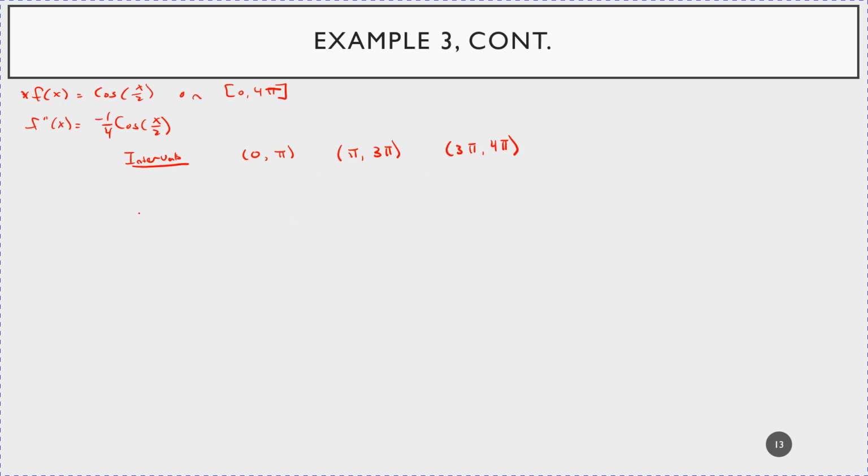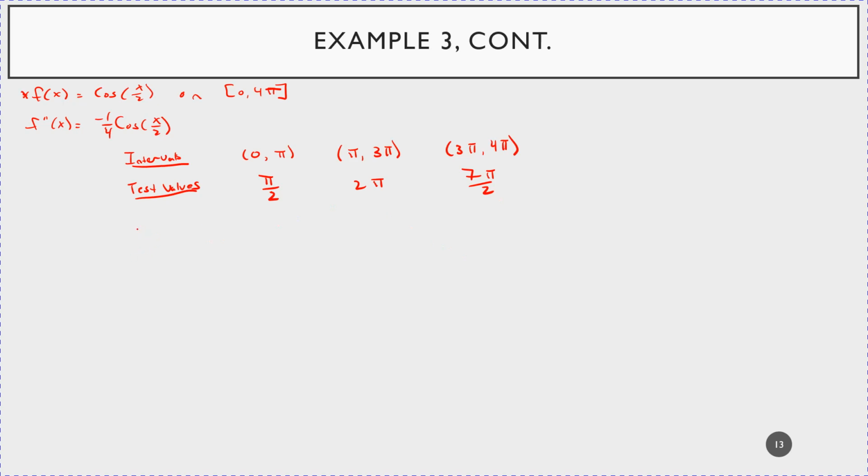Now we need to pick some test values. An easy one between 0 and pi would be pi over 2. Here, I'm going to pick 2 pi. And then over here, it needs to be between 3 pi and 4 pi, so I'm going to pick 3.5 pi, which is 7 pi over 2.